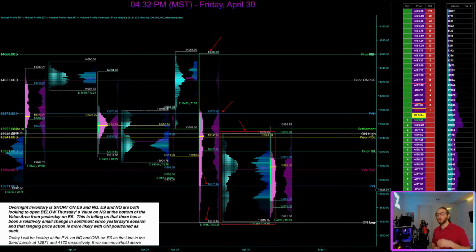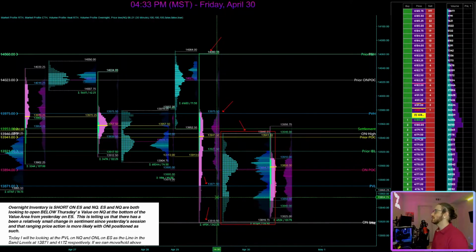Now, we were looking to open below Thursday's value area on NQ and at the bottom of the value area from yesterday on ES. This is telling us that there has been a relatively small change in sentiment since yesterday's session, and that ranging price action is more likely with the overnight inventory positioned as it was.